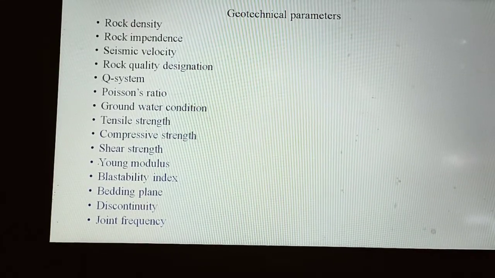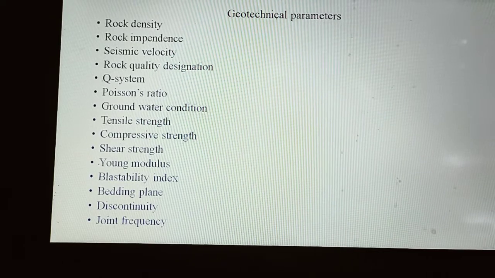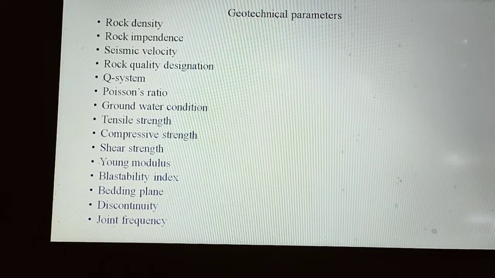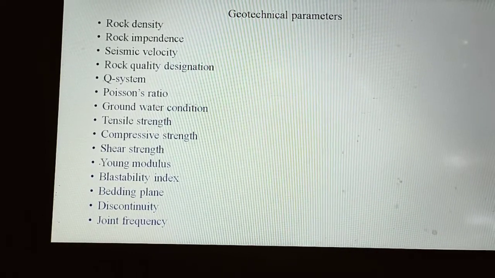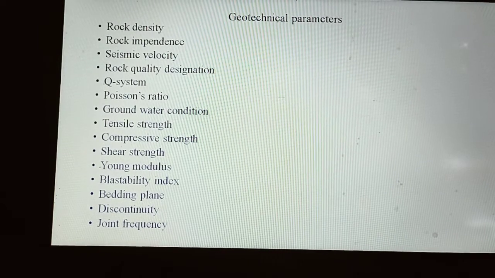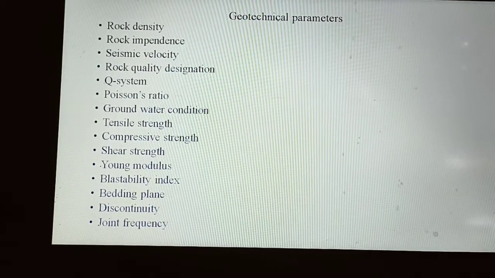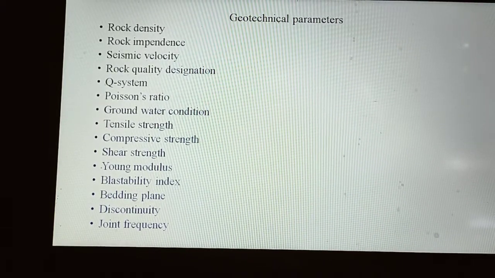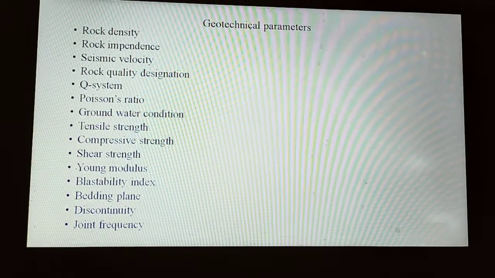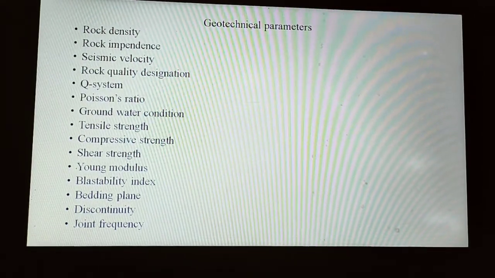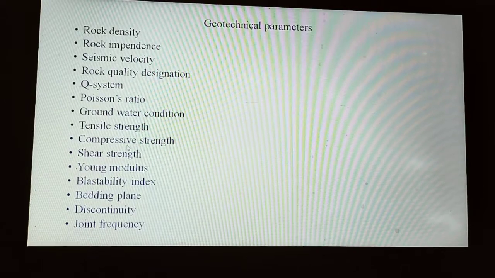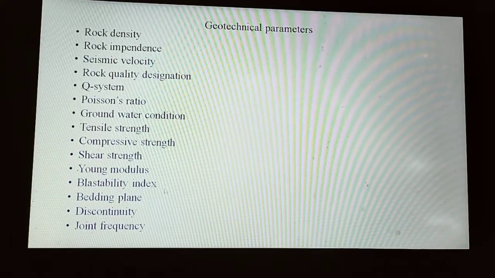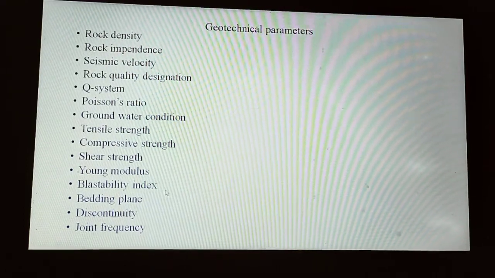Blastability index is an index that basically measures the ease, depicting how easily a rock mass can be blasted. Blastability index is a ratio of compressive strength to tensile strength. Compressive strength of rock represents its maximum strength, whereas tensile strength of rock indicates the minimum strength of rock.